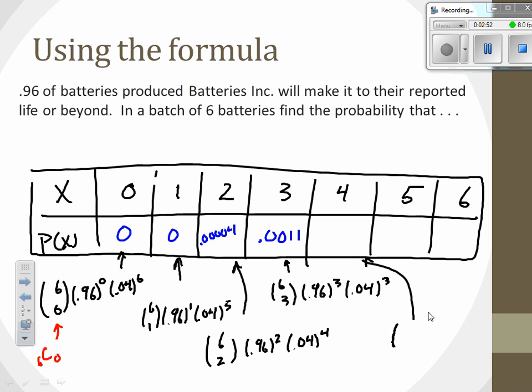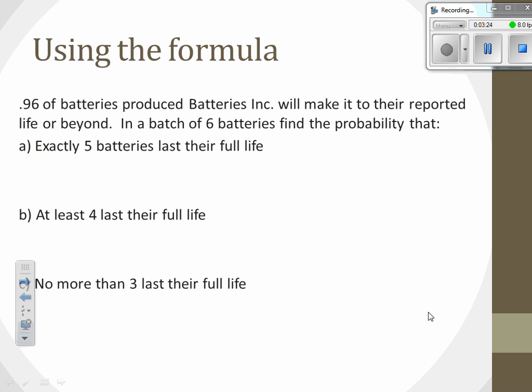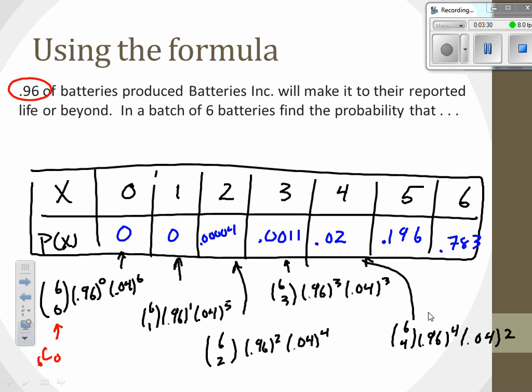So for the fourth one, 6 choose 4, 4 good ones, which means that we have 2 bad ones. As you keep working your way through this, this one's 0.02, this one's 0.196, and then finally, with so many good batteries out there, more than likely we get a lot of good batteries. 96% of the batteries are good. So let's answer the questions. Exactly 5: what's the probability that x equals 5? Let's go back to the chart. X equals 5, right there it is, 0.196.